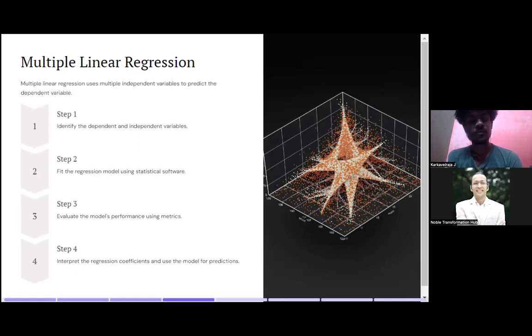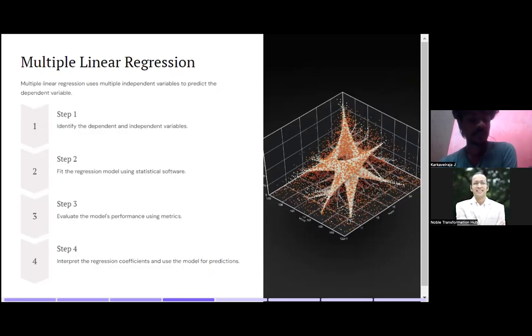independent and dependent. So step one is to identify the dependent and independent variable, because when it comes to comparison, ultimately regression compares the best outcome, the best fit, or optimizes the best decision. So it needs to have two variables to compare, independent and dependent. Okay, now that's clear. Step two, fit the regression model using statistical software. That is the second step.